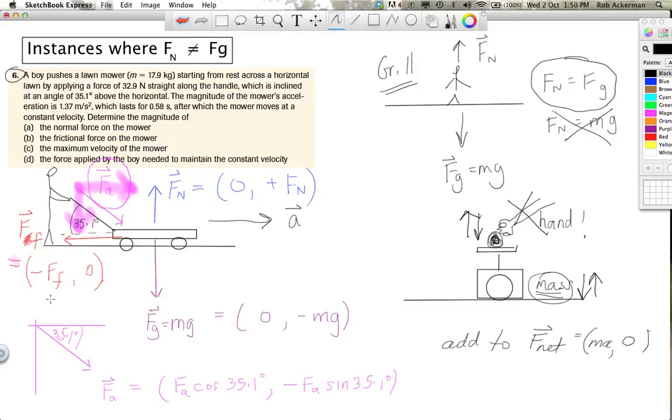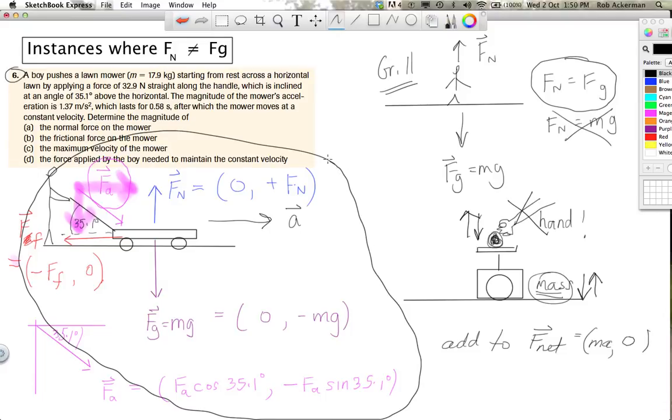Here you go, folks. Here's your gift. All of the forces have been written in components. You know that these four forces, line them up and make them add up to this, and see if you can solve for the normal force and the friction force for the lawnmower.